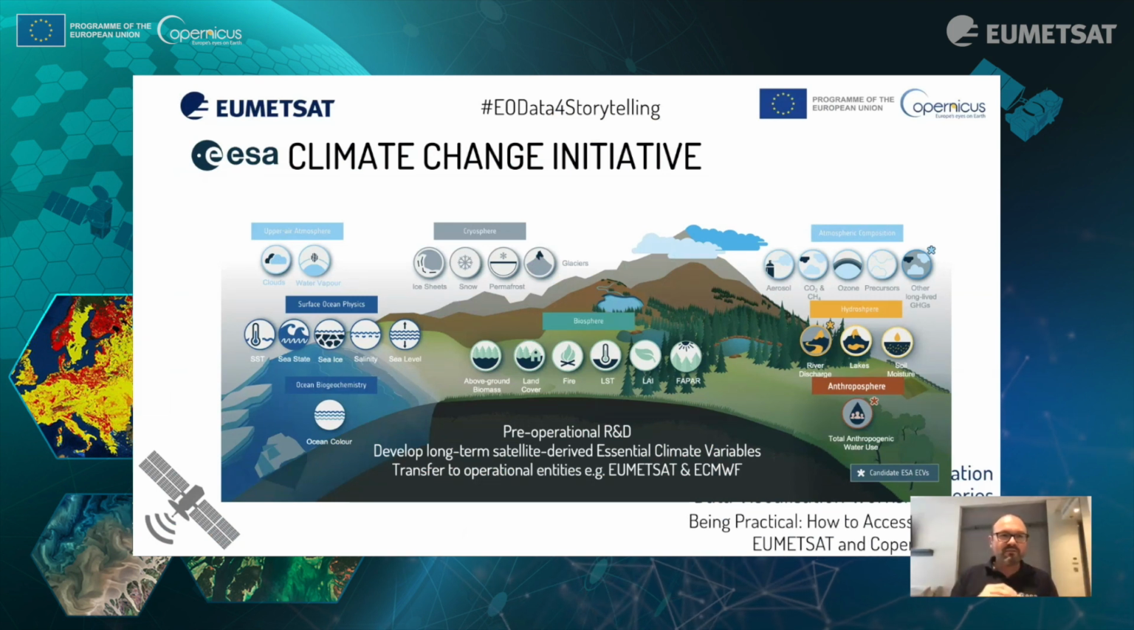Right, so ESA, for those of you who don't know, is the European Space Agency, and we have a program called the Climate Change Initiative. We do pre-operational research and development, basically looking to develop the long-term satellite records for a variety of essential climate variables. So we have things like oceanic variables like sea level. We're looking at clouds, lakes, river discharges, a new one.